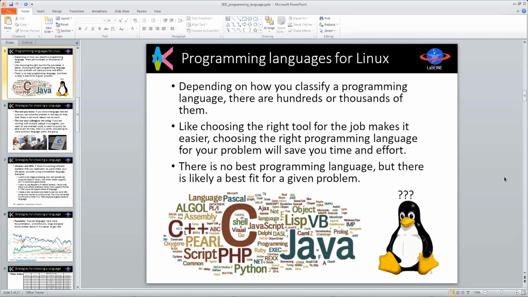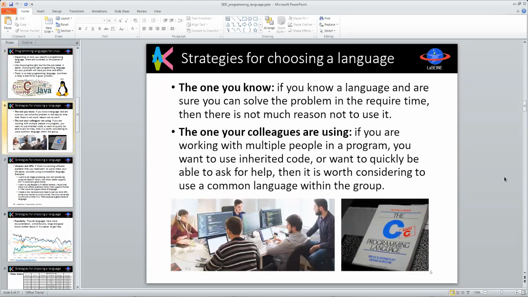Exactly. I think the most common way people choose, and it's not a bad way to choose, is to choose the language you know. So let's say you already know the C programming language or C++. If you know you can solve your problem in the required time, then there is not much reason not to go with it. I would recommend in that case to go with the one you know. But if the time schedule is short or you are not sure it's the appropriate tool for the job, then it's worth thinking a little bit more, right?